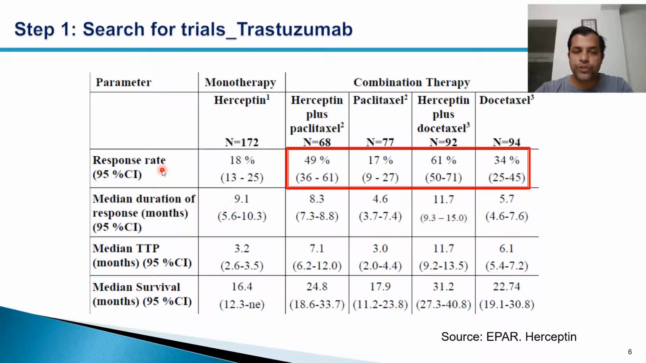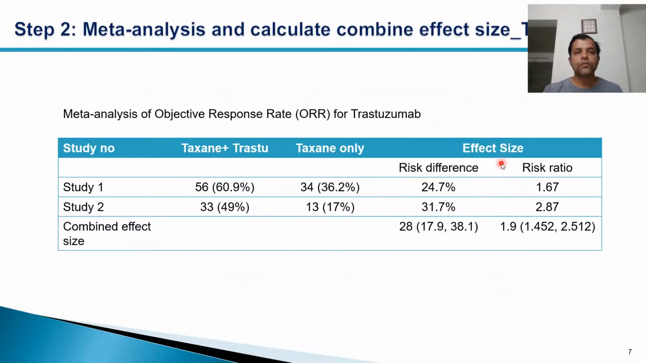So objective response rate is 49% with Herceptin plus paclitaxel and 17 with paclitaxel. Then 61 with Herceptin plus docetaxel and 34 with the docetaxel. So this information I will first of all collect. Okay. So now you have some idea that whenever you are searching the sources, what part of the result you will be focusing on. Once you have this data, what to do?